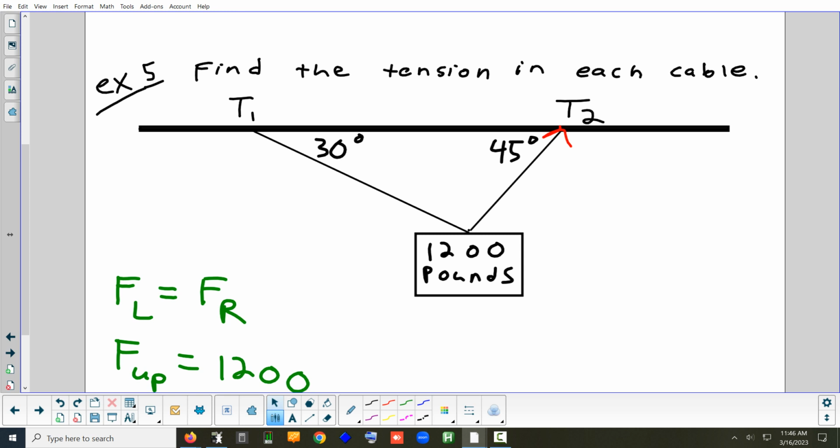And what about cable 1? Up and left. Because if you cut cable 2, all of a sudden it would swing to the left because cable 1 is pulling left. Is there any question on that?